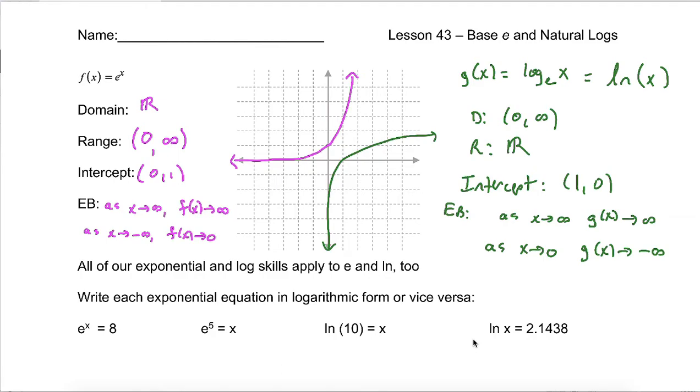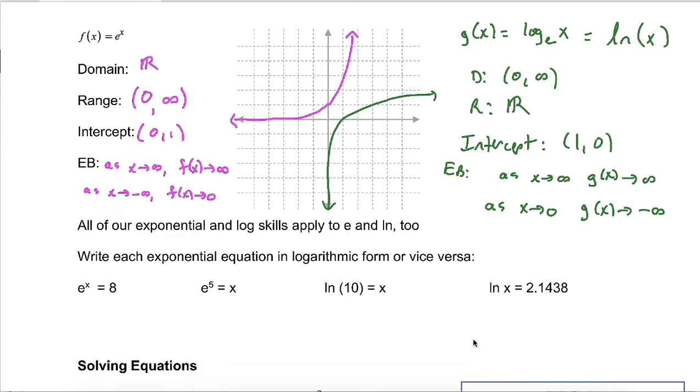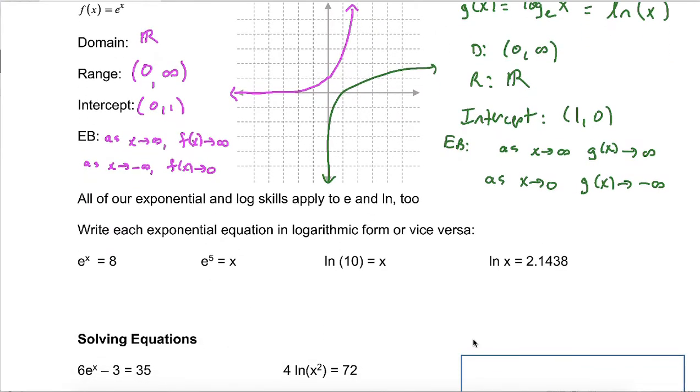Something else we do, now that we're talking about logs and exponentials, when we're dealing with the natural log and the natural base, we can rework our exponential equations as logs, or vice versa. I don't highlight this too much, but it is good to remember that we can do this if we want to. E to the x equals 8, we can rewrite that as a log if we want. Log base e, which we'll call the natural log, of 8 equals x.